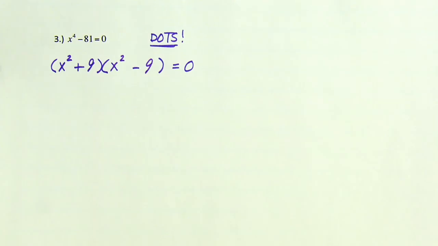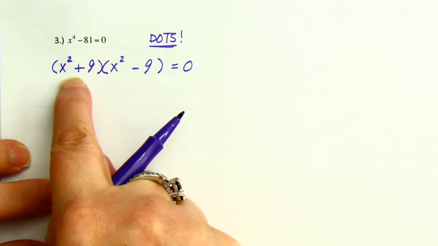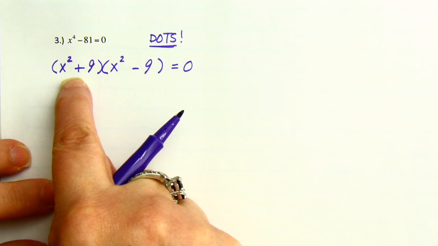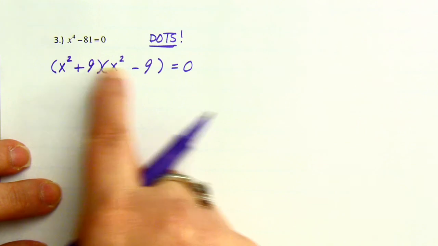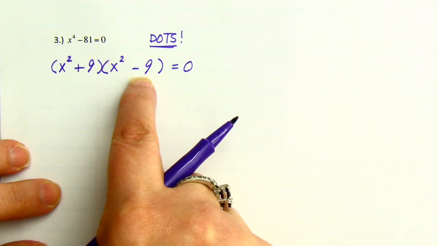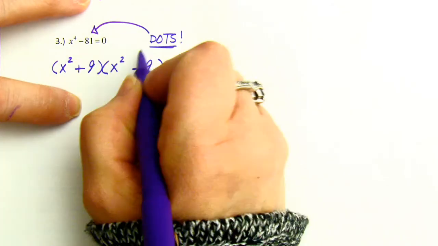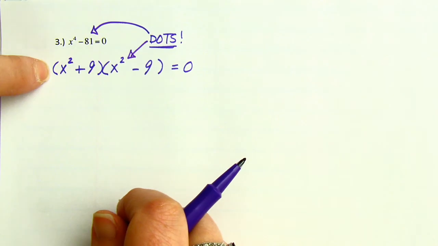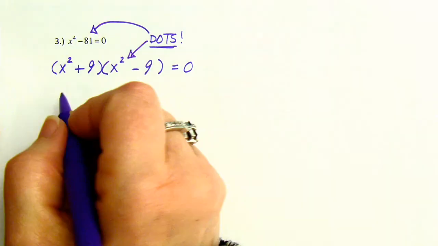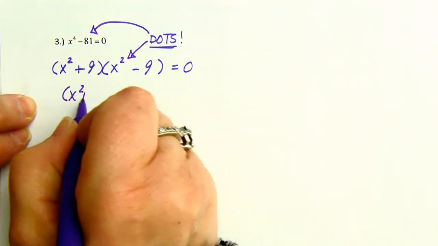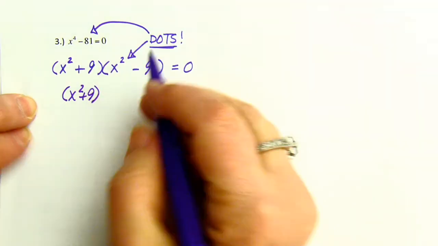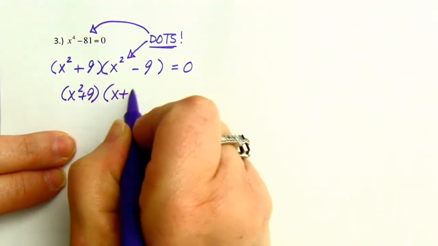But we're not done. x squared plus 9, I can't factor that. That's sum of 2 squares, but this is DOTS again. So guess what? We had DOTS here, and we have DOTS here. This cannot be factored. So I've got x squared plus 9, but I can factor this: x plus 3, x minus 3.